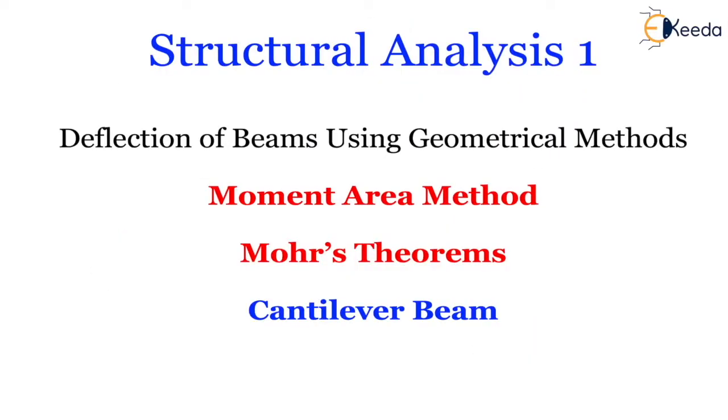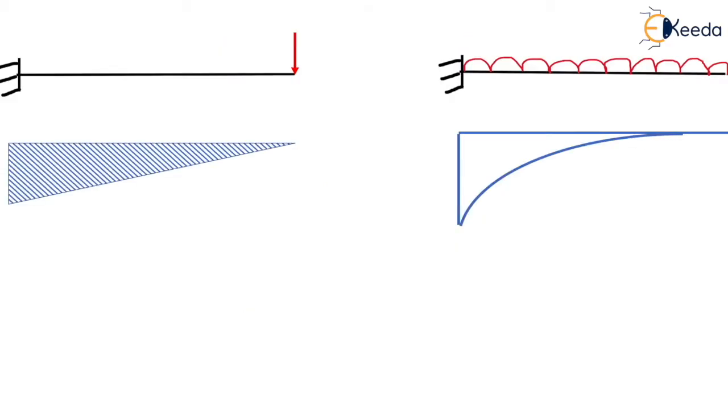In the previous class we discussed the moment area method for a simply supported beam. The moment area method and Mohr's theorems, that is for slope and deflection. What is the formulation? We have considered these topics, and now let us start with the cantilever beam. So here are the two cases we are going to consider.